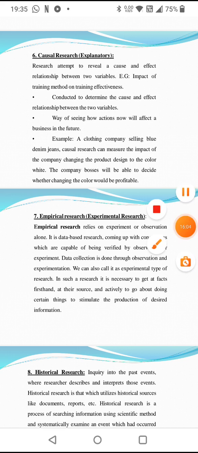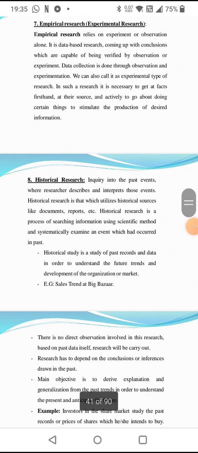For example, a clothing company selling blue denim jeans. Causal research can measure the impact of the company changing the product design to the color white. The bosses will be able to decide whether changing the color from blue to white will be effective, will get them more sales or not. Though they will know, because they know the market condition, they know the customer preferences, right? So they will be able to judge better when compared to other allotted resources.